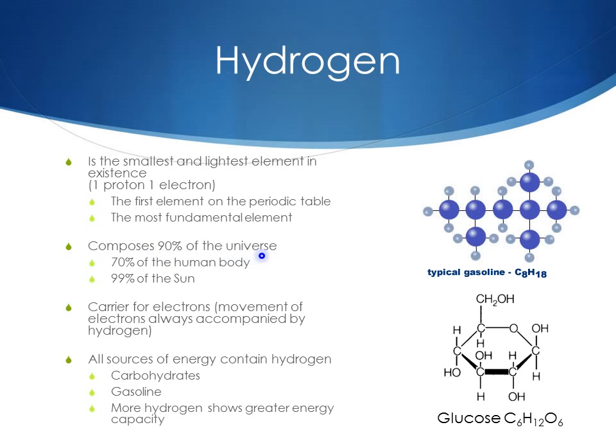Hydrogen composes 90% of the universe, 70% of the human body, and 99% of the sun. So hydrogen is pretty much everywhere. Hydrogen is also the carrier for electrons inside the body, and any movement of electrons is usually accompanied by hydrogen. All sources of energy also contain hydrogen, such as carbohydrates and gasoline. Typical gasoline contains 18 hydrogens, and glucose, which is a carbohydrate that's very important in our body, contains 12 hydrogens. So you can see that more hydrogen shows greater energy capacity.